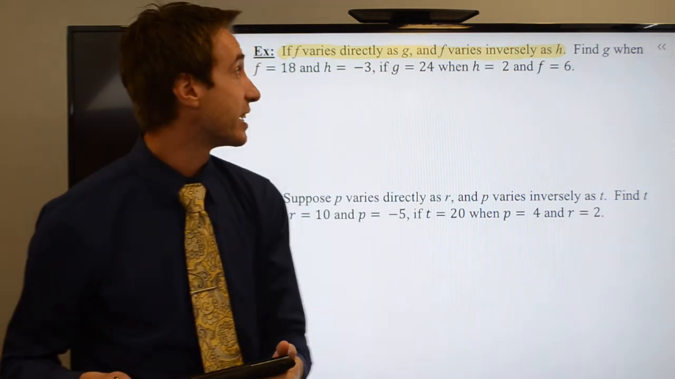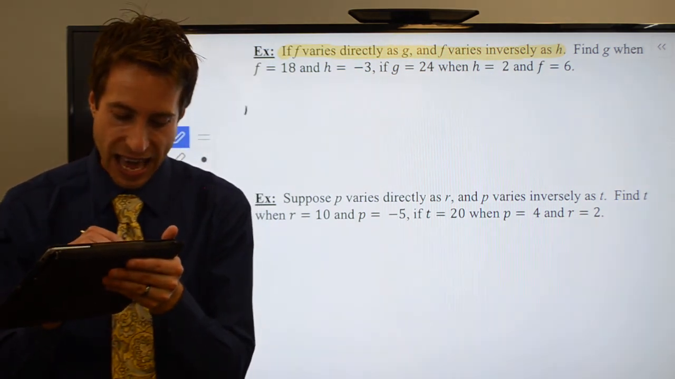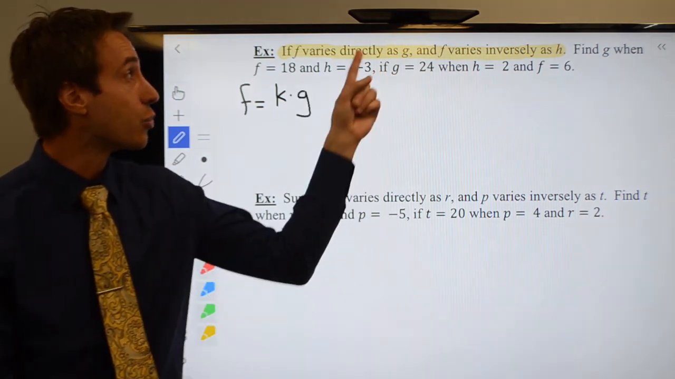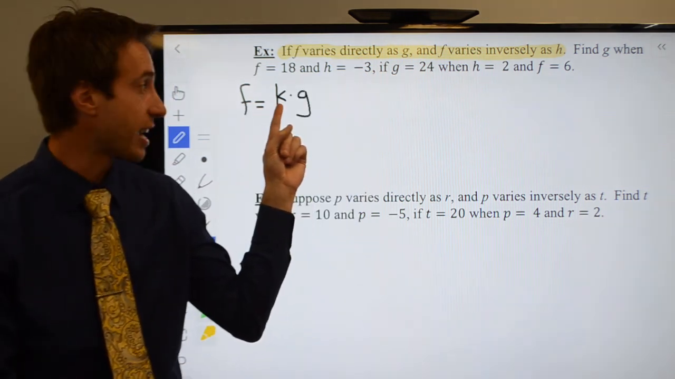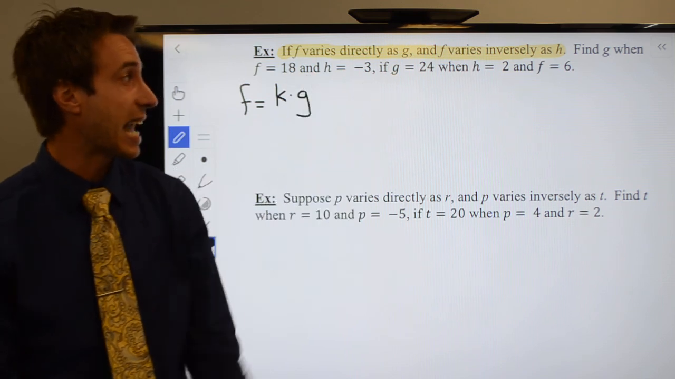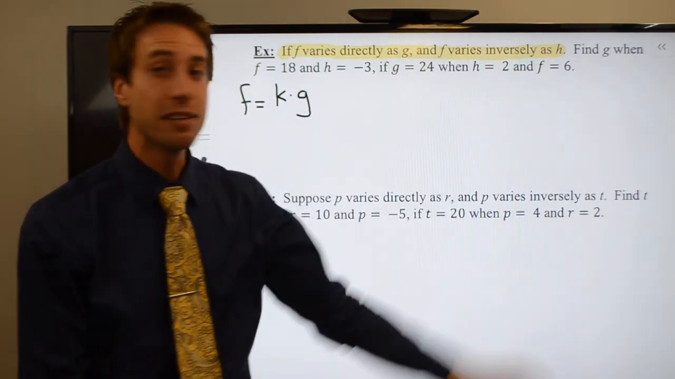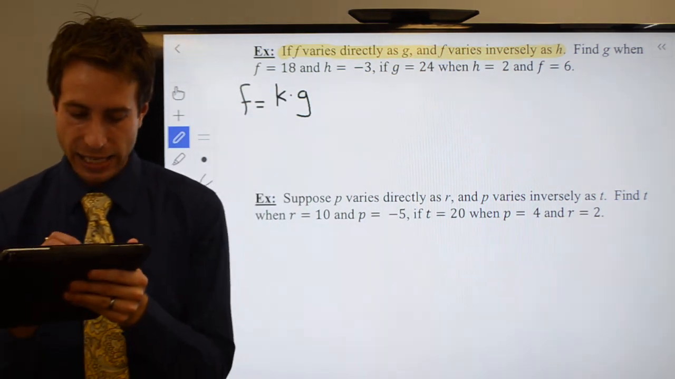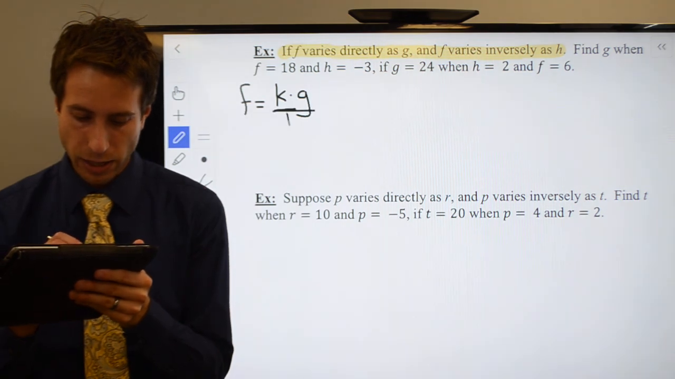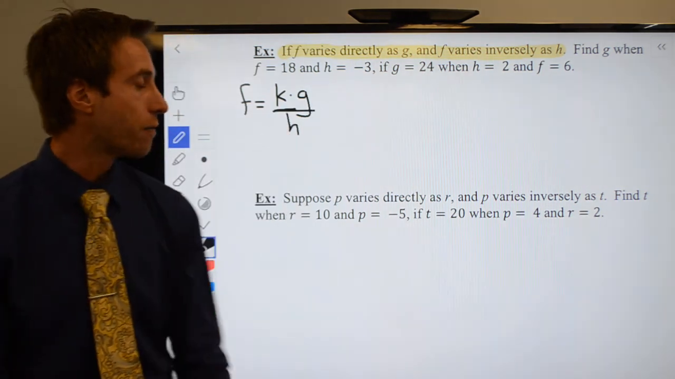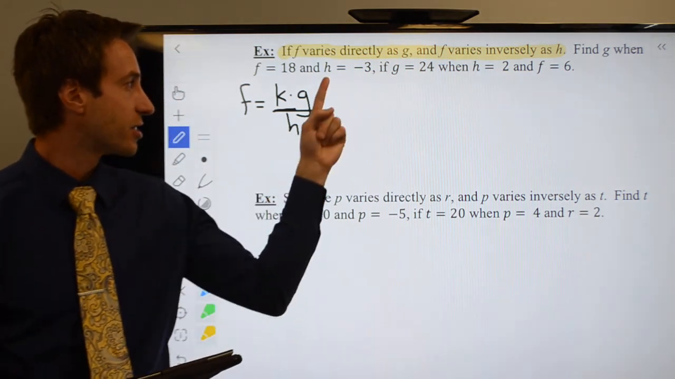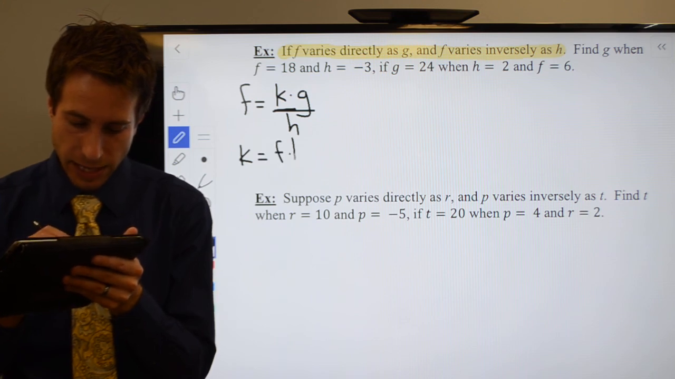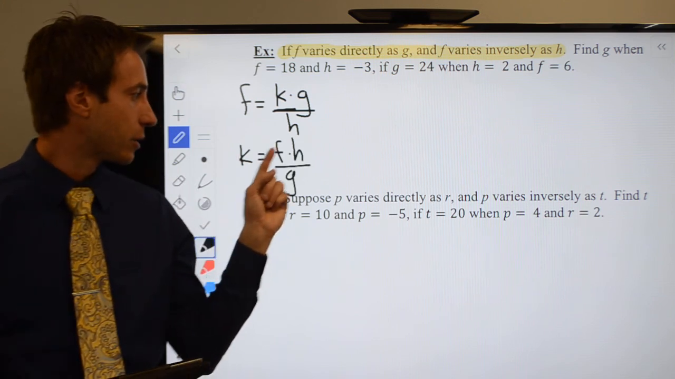Here's what I'm told. F varies directly as g. That means that I have f is equal to k times g. That's the direct variation. F equals k, that's my constant of variation, and g because it's directly as g. But then I'm told f varies inversely as h. So f equals k, and the inverse would be to divide by h. Put that whole thing over h. And then if I were to solve for k, multiply the h to the side, divide the g to the other side, I get k is equal to f times h over g. K equals f times h over g.